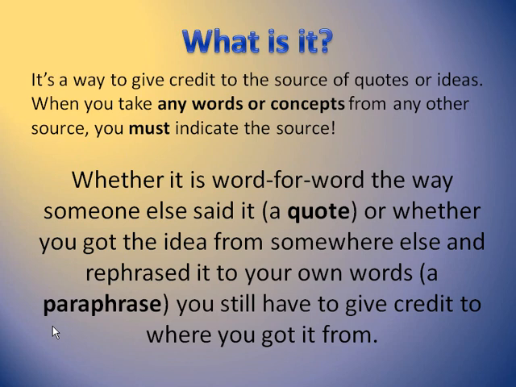Citing is a way to give credit to where you got quotes or ideas from. When you take any words, data, or fact, or concept, or ideas of any sort from another source, you have to indicate what that source was. That goes whether it's a word-for-word quote, or whether it's an idea from somewhere else that's being said in your own words. We call that a paraphrase. But even though it's in your own words, you still have to give credit because the idea or the data that's being re-expressed came from somewhere else.